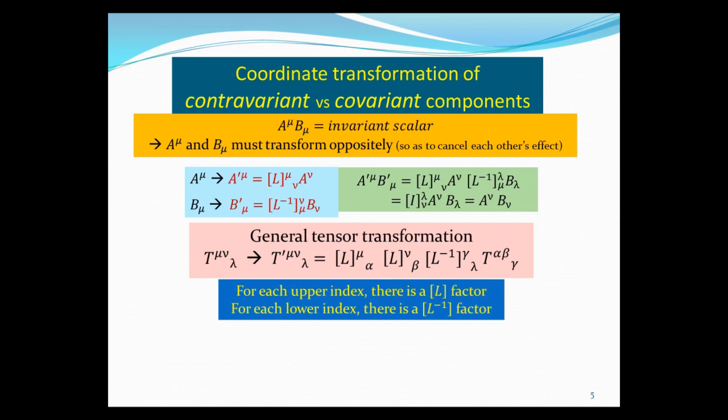And then we said the contravariant components transform with L and the covariant with its inverse. But for a general tensor with higher rank, it may have, for example, two upper indices and one lower index. Then its transformation involves, for each upper index, a Lorentz transformation factor L, and for each lower index, an inverse Lorentz transformation factor.